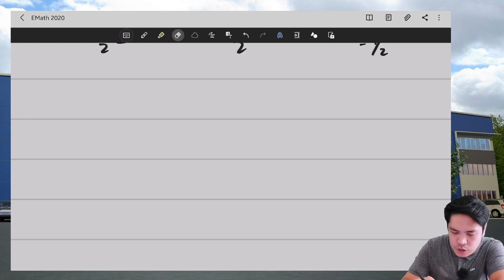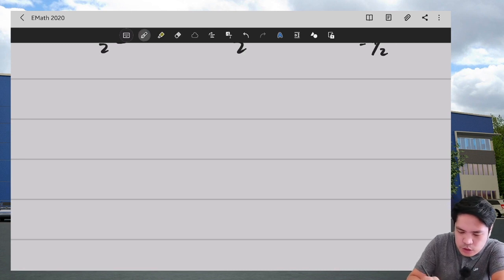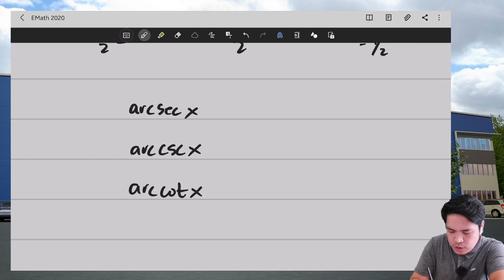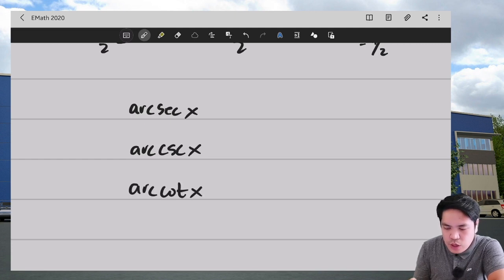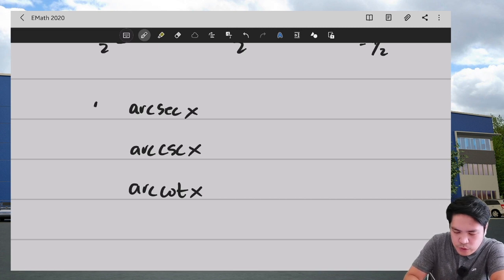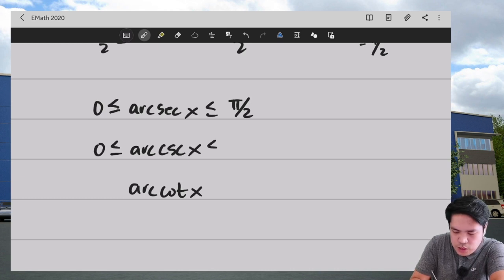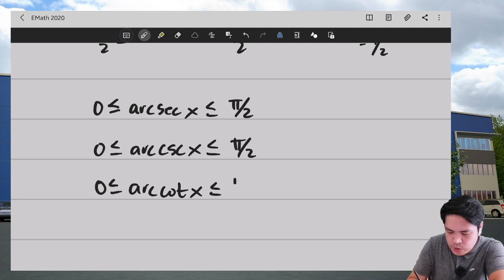Now, for the other three inverse trigonometric functions, namely arcsecant x, arccosecant x, and arccotangent x, we will restrict our range from 0 to pi over 2. So, ito yung mga restriction natin dito. So, this will be our range.